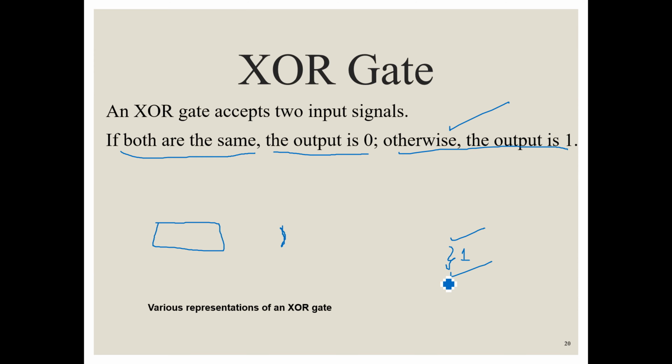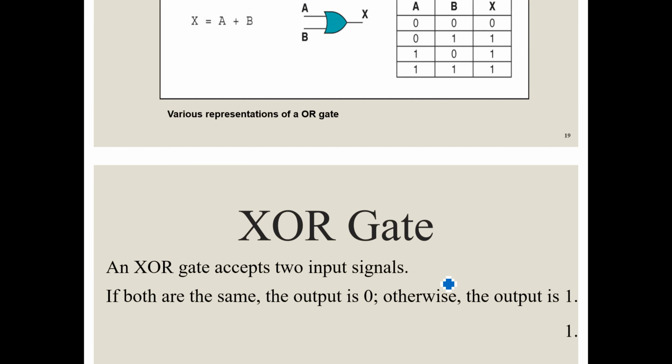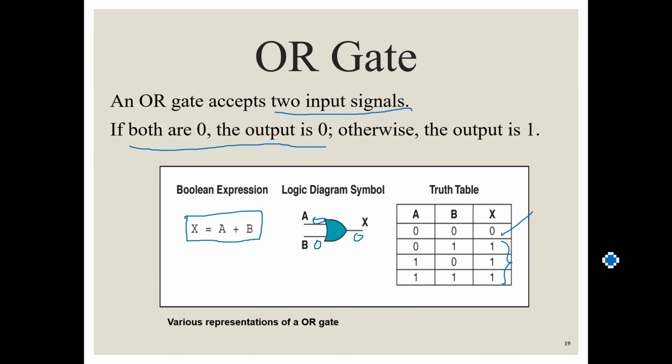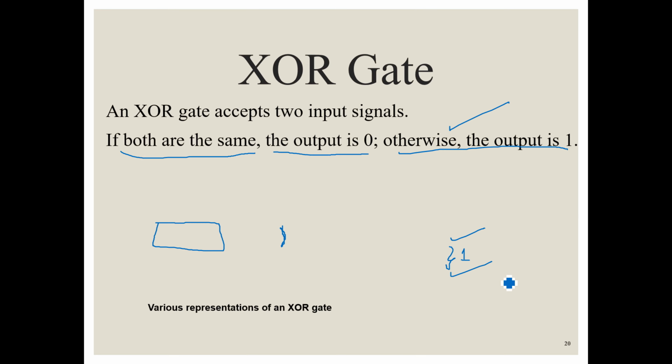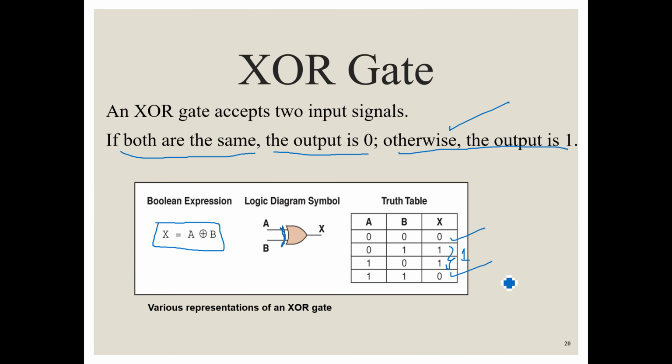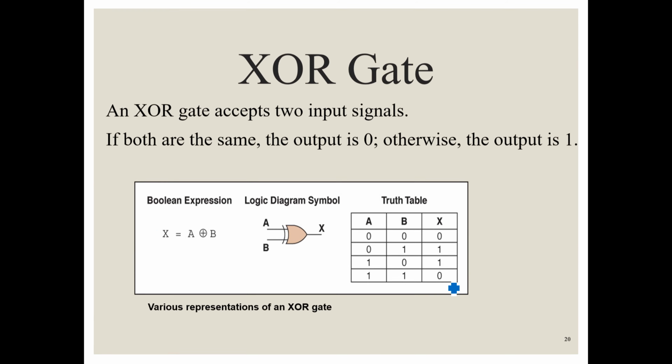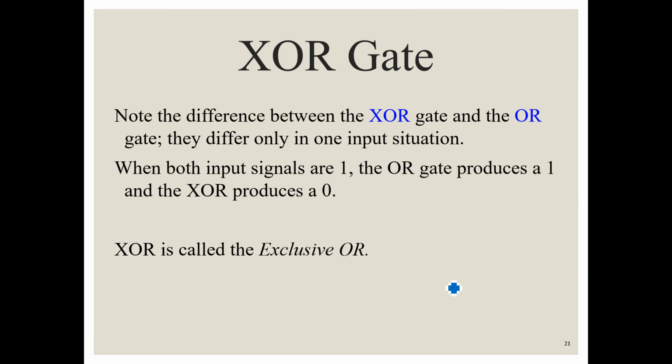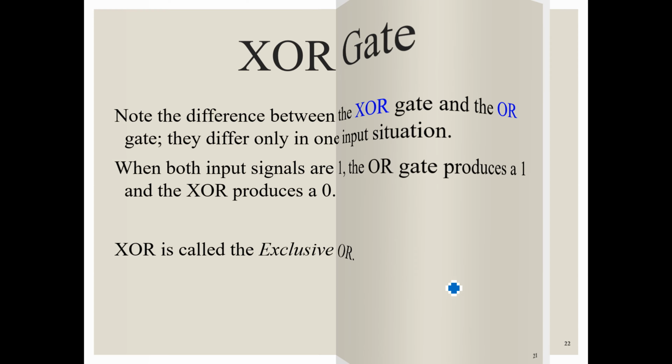When it comes to the OR gate, you can see all the other three except the 0, 0 state have 1, 1, 1 as the output. But when it comes to the XOR gate, except this last state, there's a difference between XOR and OR gate. XOR is called an exclusive OR gate. X means exclusive OR gate.